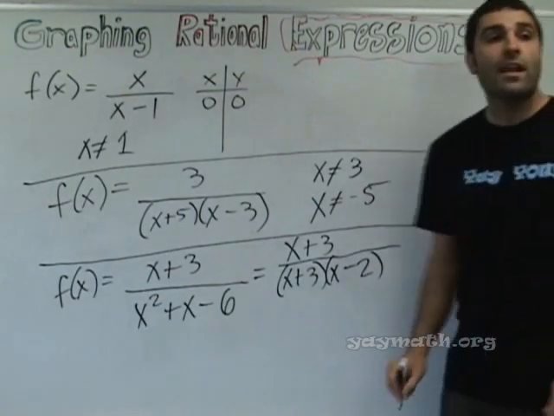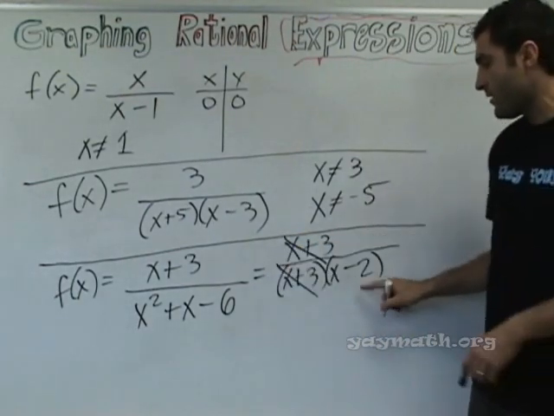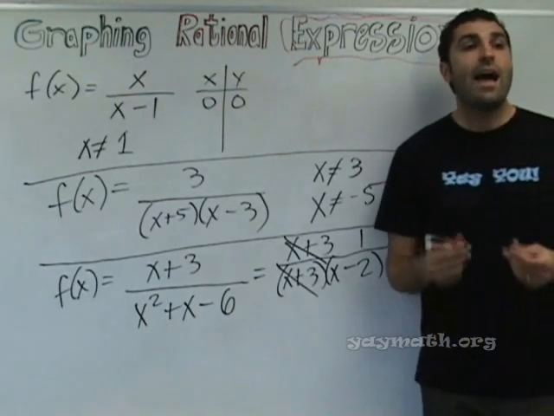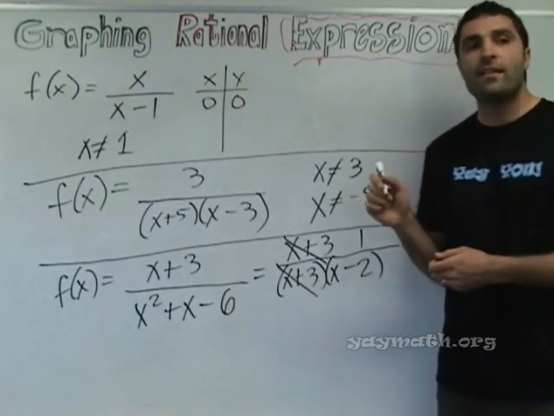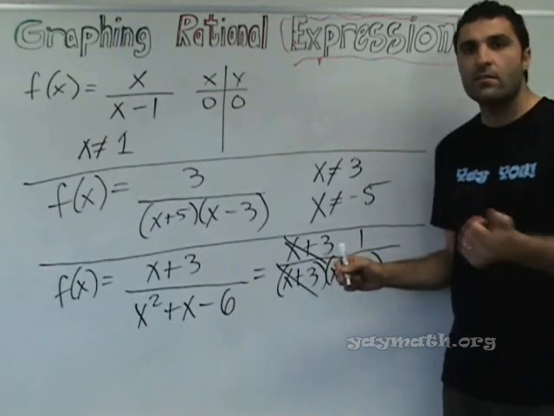Can you cancel? You would have to cancel in this case, right? So the real graph of what you're trying to do is this one, 1 over x minus 2. However, it still remains that x can't be what or what? Negative 3 or 2.